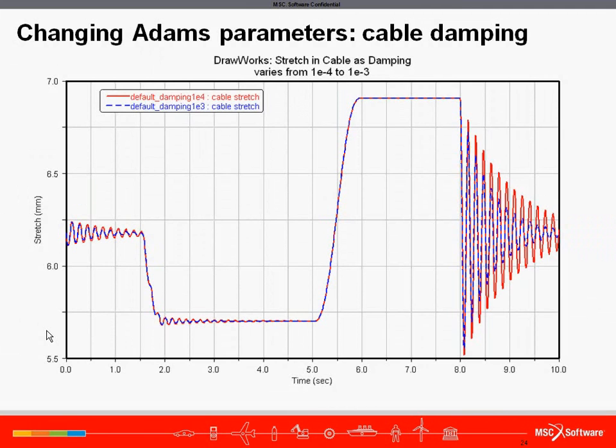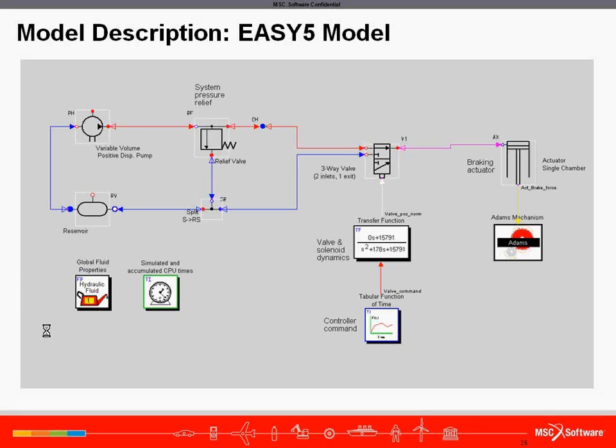Here's a picture of the EZ5 model schematic that's modeling the hydraulics and the controls. There's a constant displacement pump that is outputting continuous flow into the system. The max system pressure is governed by the system relief valve. There's also a three-way proportional directional control valve that communicates the pressure to the actuator, which provides the braking force. This hydraulics force from the actuator is communicated to the Adams model and provides the braking force on the drum.